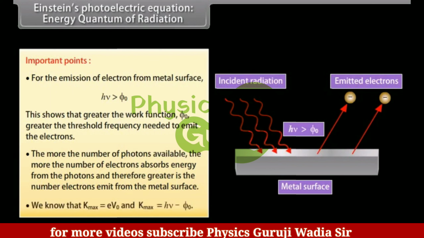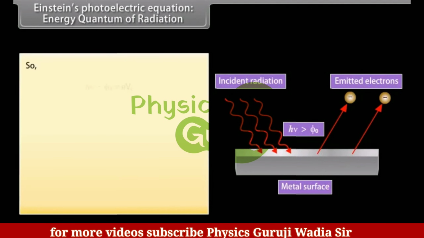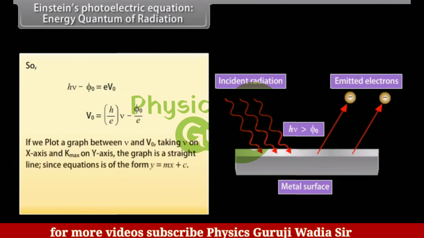We know that Kmax equals eV0, and Kmax is equal to hν minus φ0. So, hν minus φ0 is equal to eV0. V0 is equal to (h/e)ν minus φ0/e. If we plot a graph between ν and V0, taking ν on the x-axis and V0 on the y-axis, the graph is a straight line, since the equation is of the form y equals mx plus c. The slope of the line m is equal to h upon e, which is a universal constant.